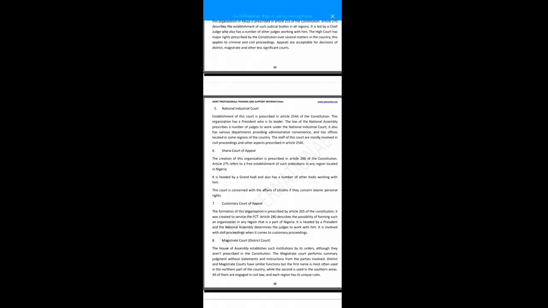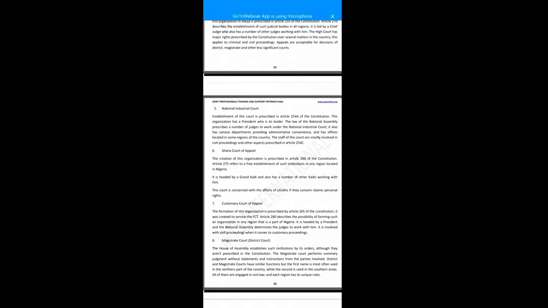Now, the Sharia court is an Islamic court, and they are concerned with the affairs and the relationship of their citizens, especially the Islamic society. So they help to regulate disputes among families and among individuals in an Islamic way.